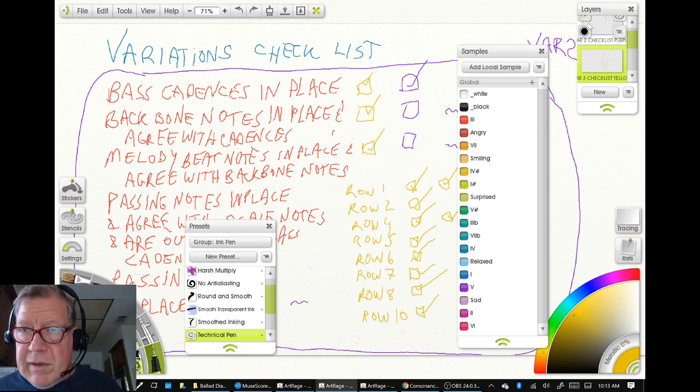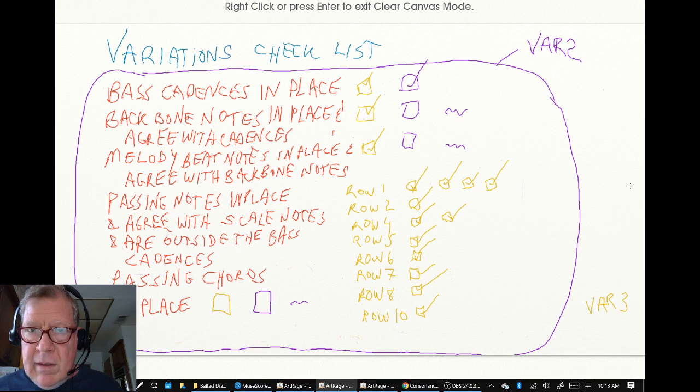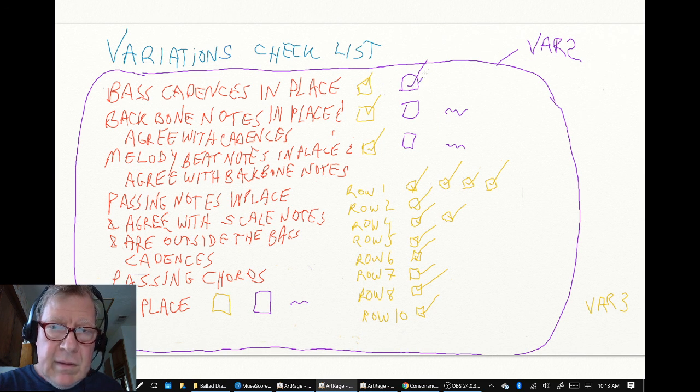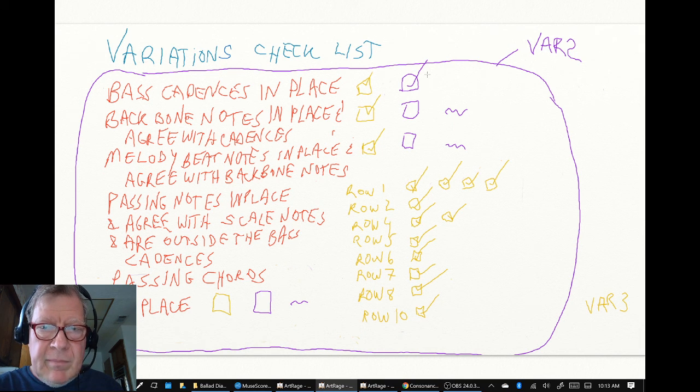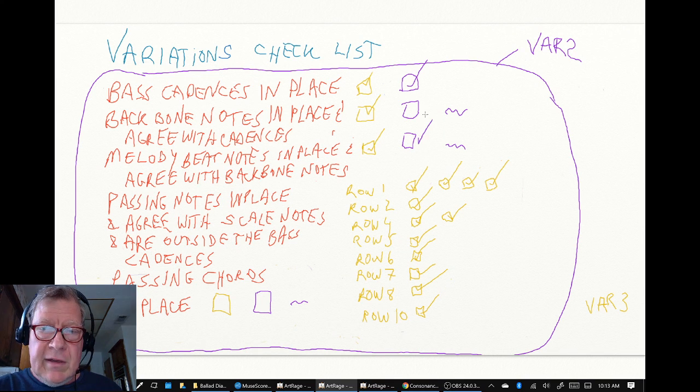But we switched our focus to the second variation, which had been kind of the stepchild. And we've been going back, and we got bass cadences in place. And we went through, and we're working now on getting the backbone notes in place that agree with the cadences. And basically worked through two lines of that. And then melody beat notes in place that agree with the backbone notes. And we've got through two lines of that.